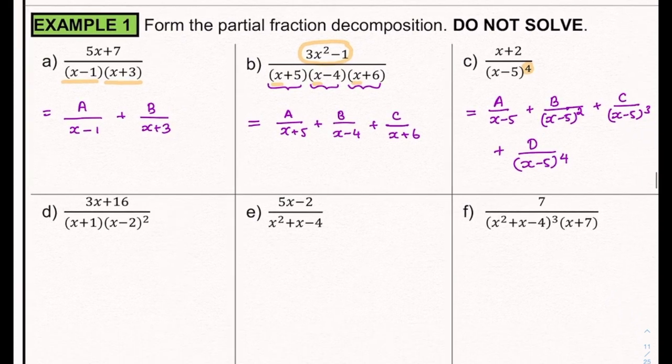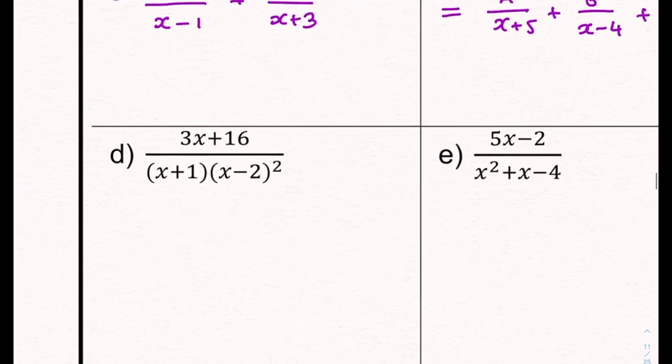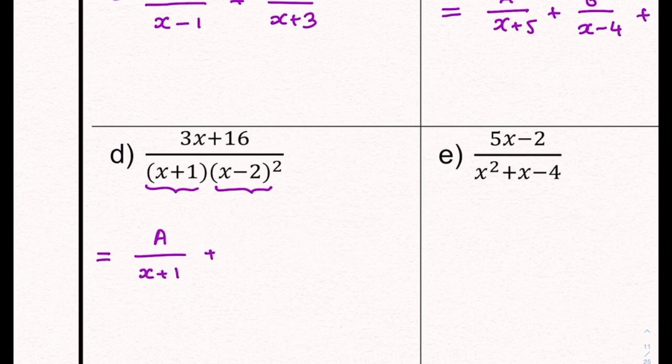Now let's take a look at part D. What you see in D is, again, there is one simple factor and there is one factor with multiplicity. So the way that we are going to do this is we are going to say this is A over x plus 1 plus, we are done with this one now, right? So we're going to work on this, and that has a power of 2.